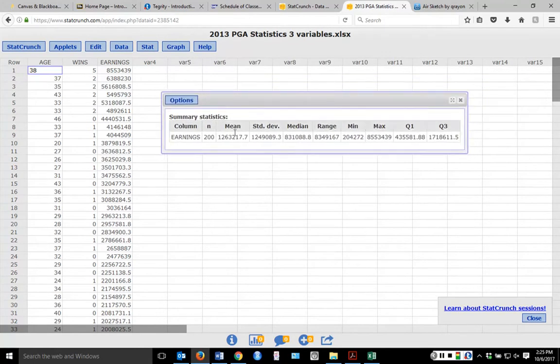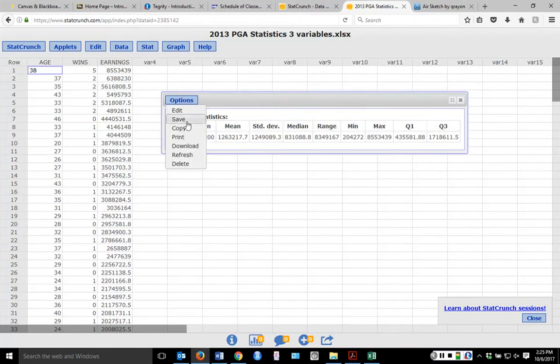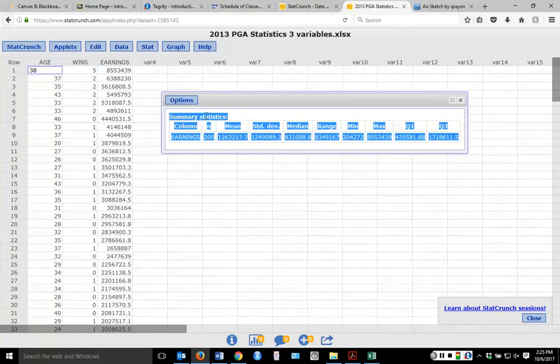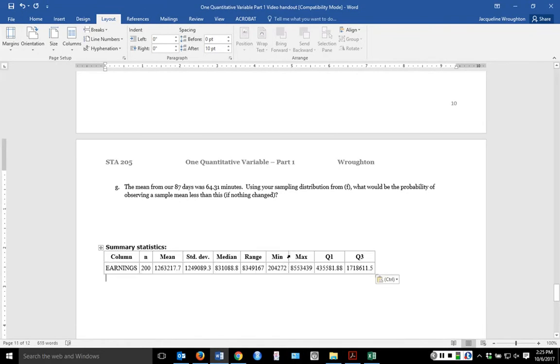So I can get all of these different numbers. The one I didn't give you in your output and your notes was the range, which you can calculate from the min and max. Then to get that into Word, I did Options, Copy. You just need to hit Control A, which highlights everything. Control C will then copy it, and when I come over to Word, I can just hit Control V, and it will paste that in for me.